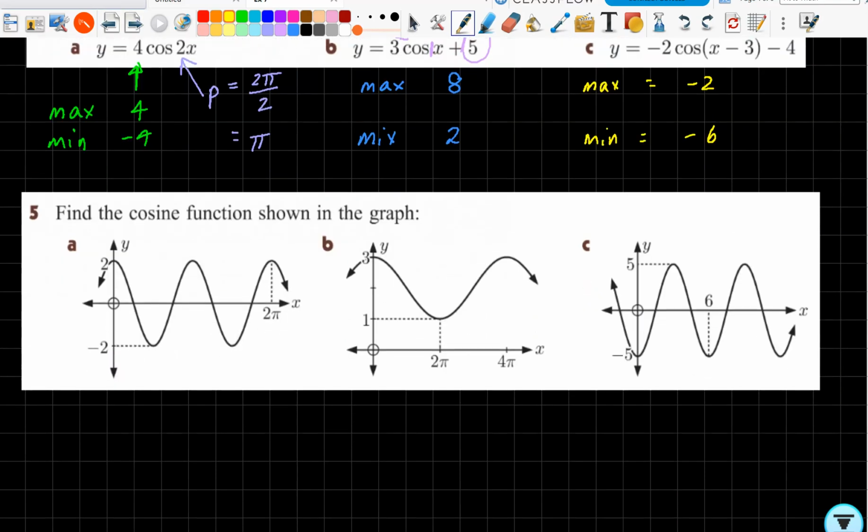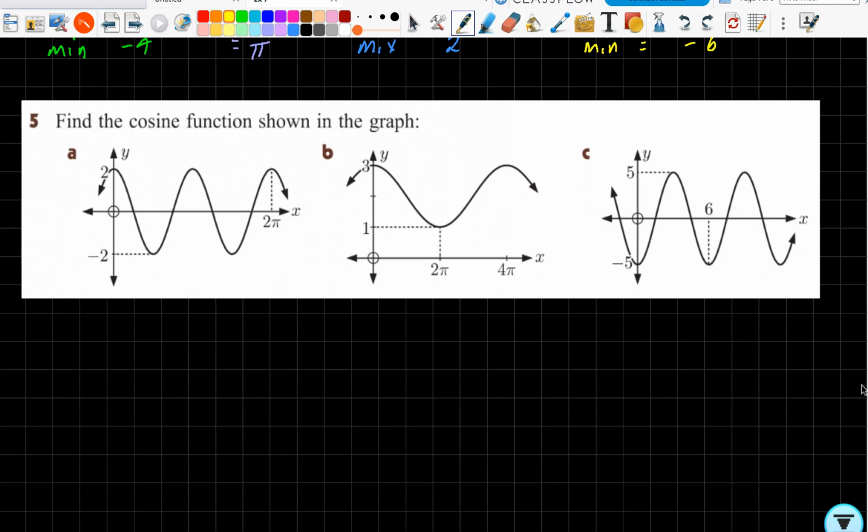So we come to 5A, and we look. We go, okay, pretty simple, I think, that we can see what our A value is. Do we agree? It's going up to 2, down to -2, so everybody happy that our A would be 2. Sorry, Heather.